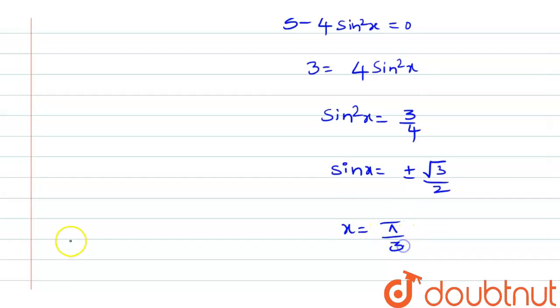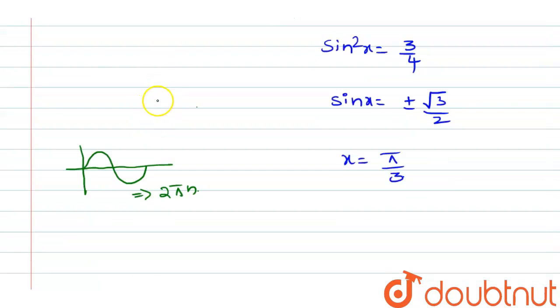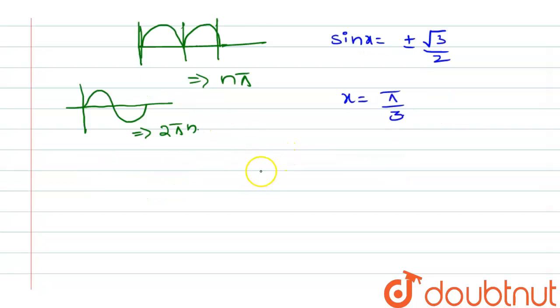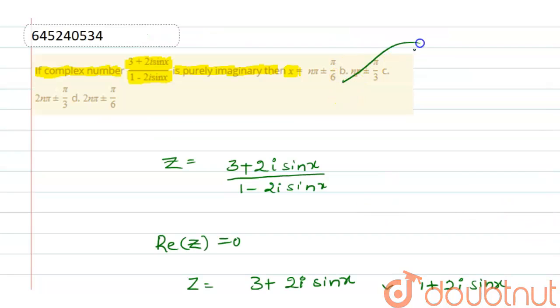The value of x is pi by 3. Here we can see the sin x graph, whose period is 2 pi n. For sin² x, the graph repeats n times, so the period is n pi. The general form of x is n pi plus or minus pi by 3. Let's check the options. Option 2 is the right one.